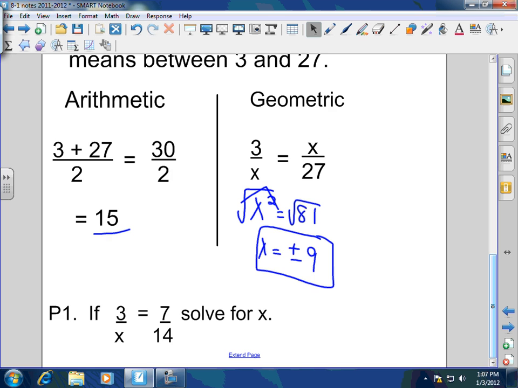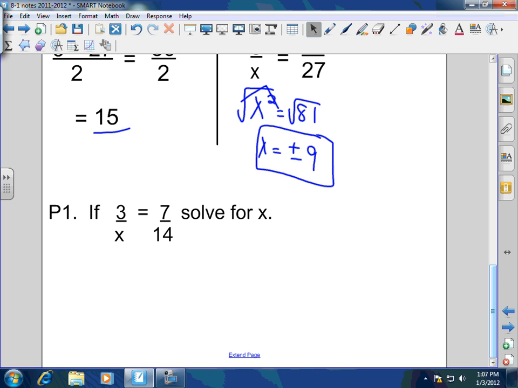Now, of course, in this first one, it's just plain old, simple algebra. 3 over x equals 7 to 14. Solve for x. 6? Yeah, it's absolutely right. Well, they did it fast because they looked at the logic. They said, okay, first of all, my extremes are 3 and 14. My means are x and this 7.